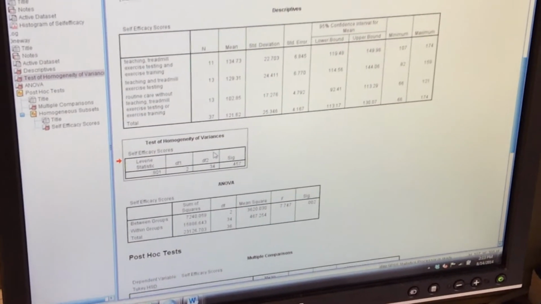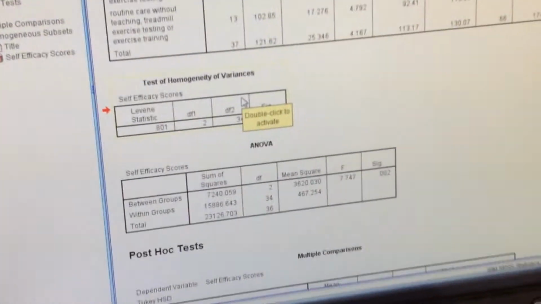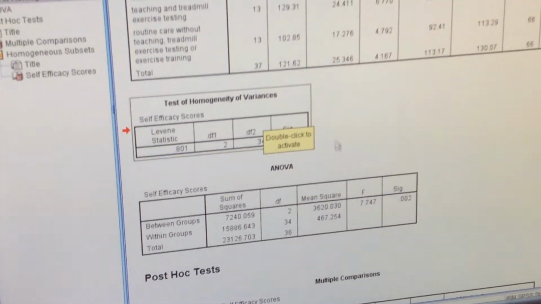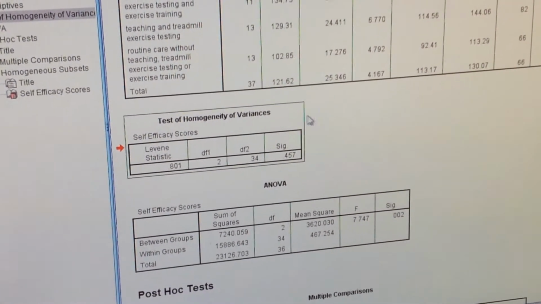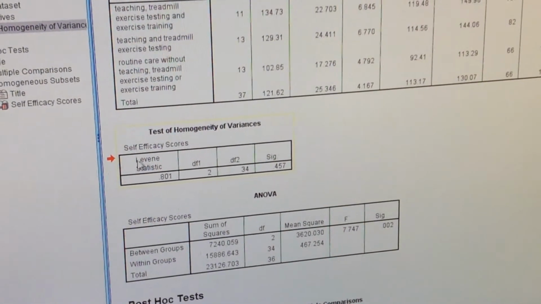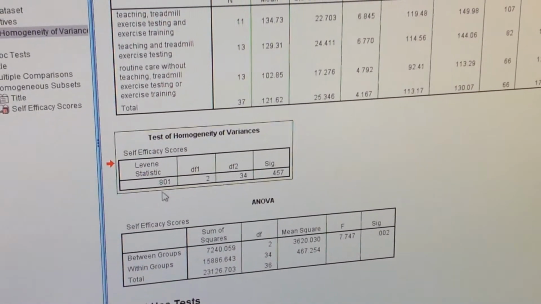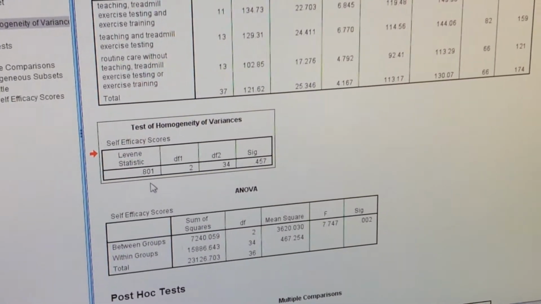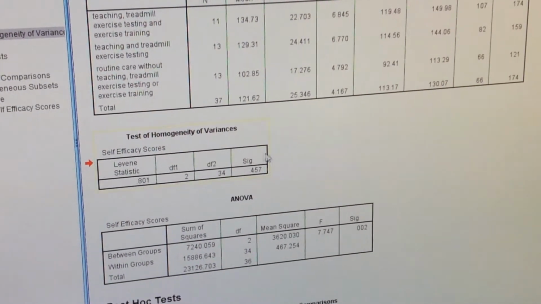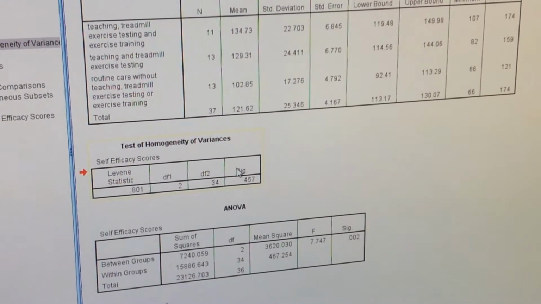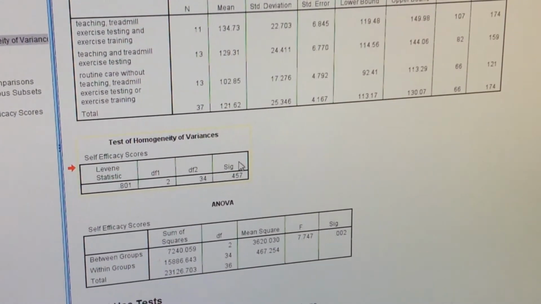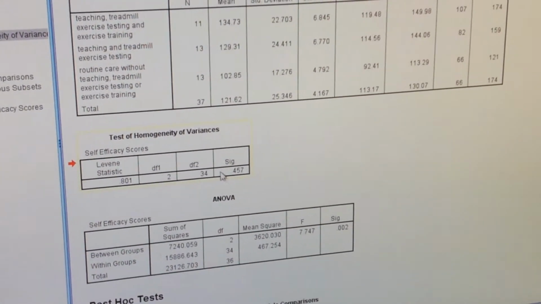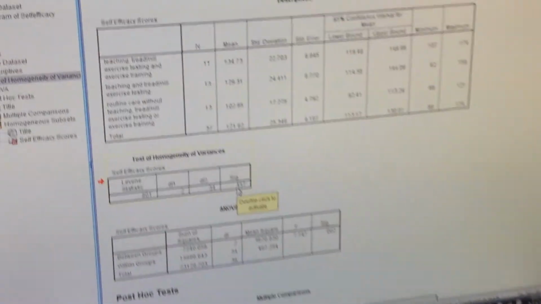And here's our output. What we want to check right now is this box, and we'll get to all these other details in just a bit. But this is the box that shows us the test of homogeneity of variance. Notice it's the Levene statistic. The actual statistic for the Levene's test is 0.801, but what we're interested in is the p-value. Remember, SPSS does not use p-value, it uses significance, and our p-value is 0.457.